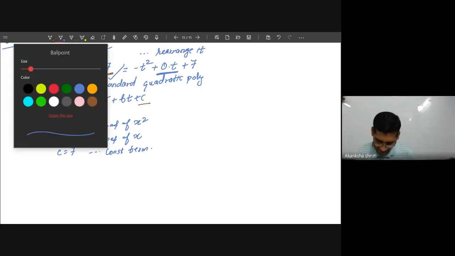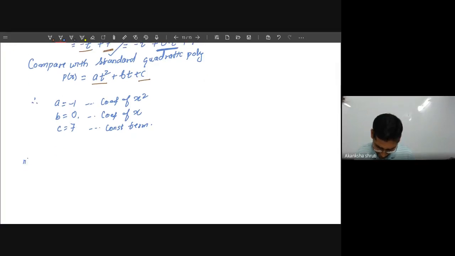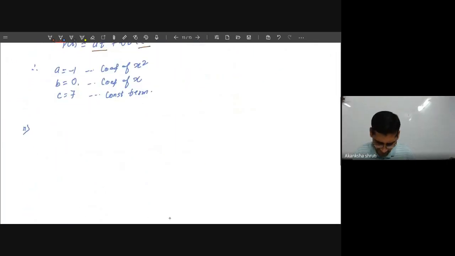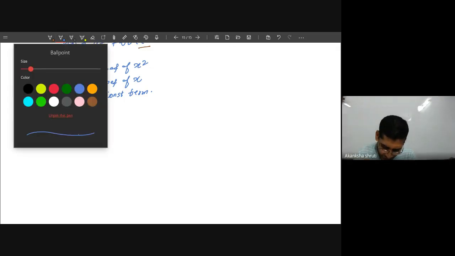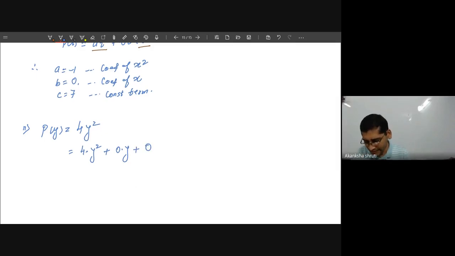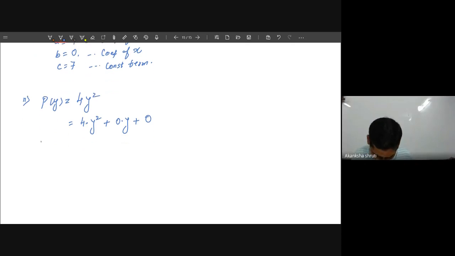Now let us do the second question also. What is the second question? p(y) is equal to 4y square. Now for comparing this, we have to just rewrite this. Since there is no y term, I can write this as 4 into y square plus 0 into y plus 0. Can I write like this? Then the second term and third term are 0. Now we have to compare.